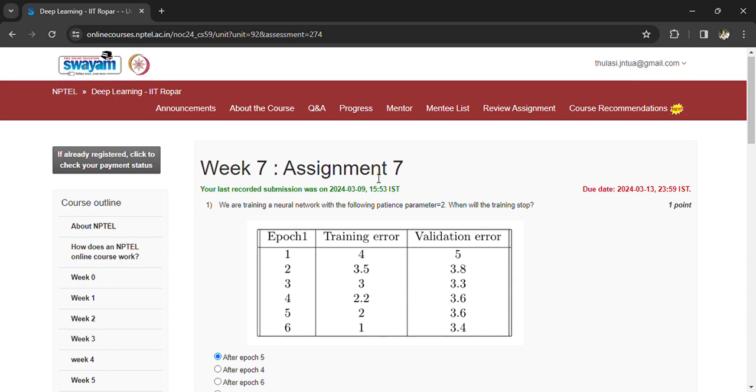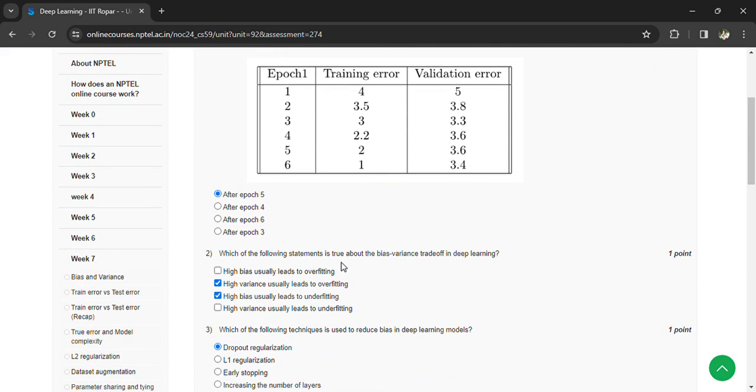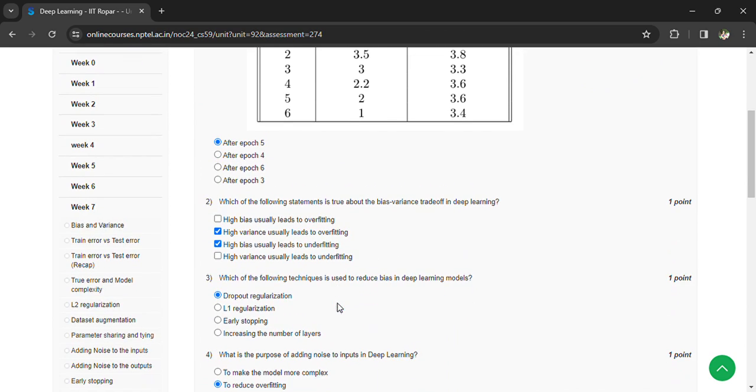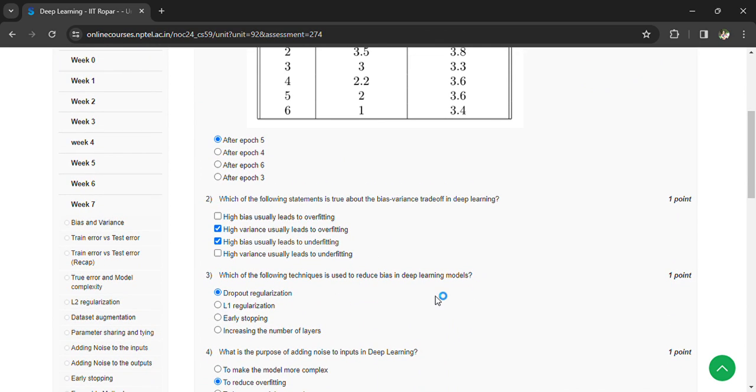Question 5. Which of the following statements is true about the bias-variance trade-off in deep learning? High variance usually leads to overfitting, high bias usually leads to underfitting. Which of the following techniques is used to reduce the bias in deep learning models?